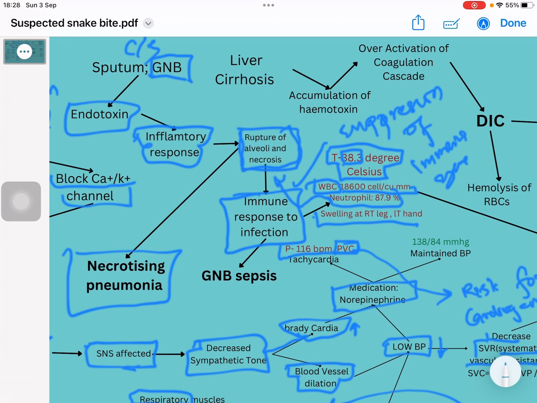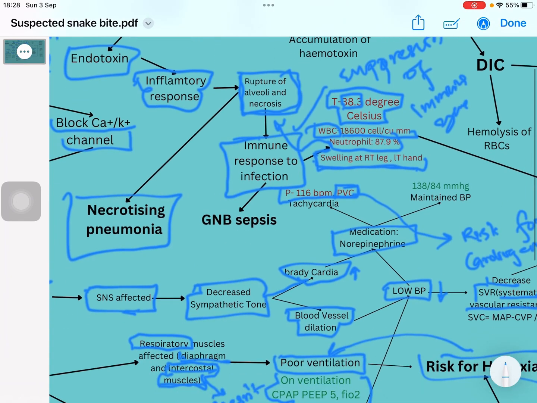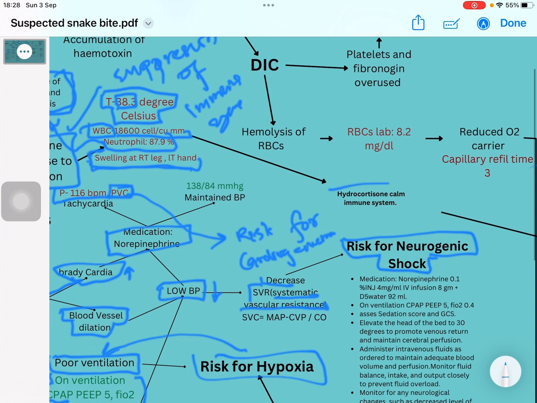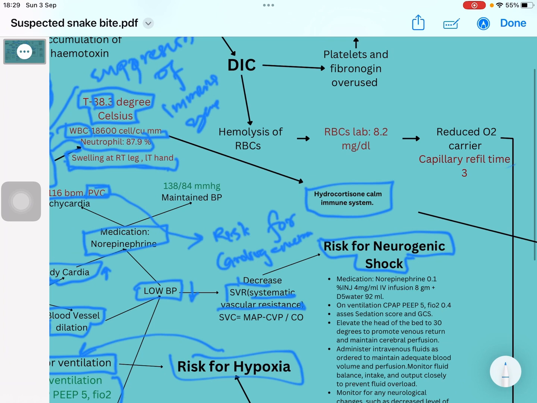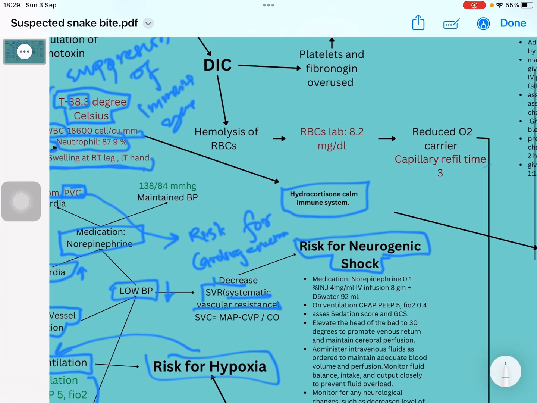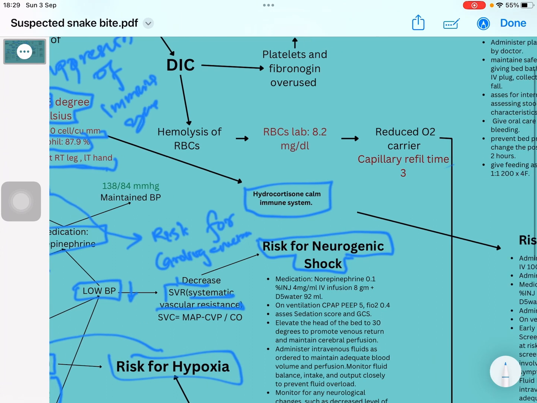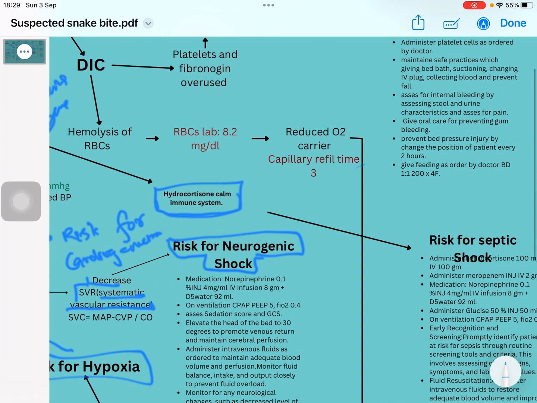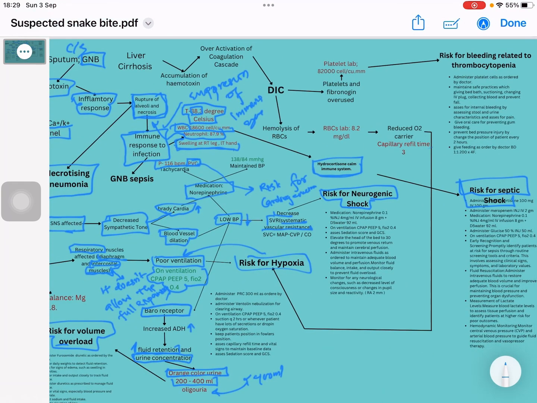Neutrophils are also high because the immune system is fighting against the infection. So due to the inflammation, my patient also has swelling at the right leg and left hand, and due to which my patient was given hydrocortisone to calm down the immune system. Because if you don't calm down the immune system, it can cause autoimmunity and it can destroy its own cells and cause complications. So that's why my patient was given hydrocortisone, and that's why my patient has risk for septic shock. So we have to take care of the patient to prevent the septic shock.